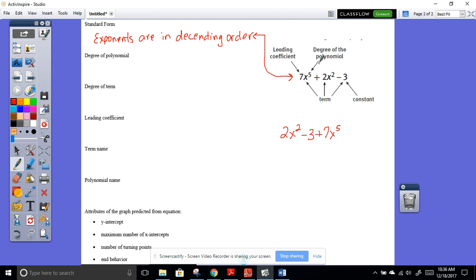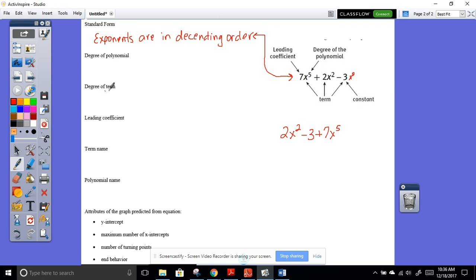This one is in standard form because the exponents are written in descending order. The fifth is the biggest exponent, so it goes first. The 2 is the second biggest exponent. Remember, this exponent is x to the 0, okay? So 0 is smaller than the 5 and the 2. So this is in descending order, so it's said to be in standard form. This one's not in standard form, but we could certainly rearrange it and put it in standard form.